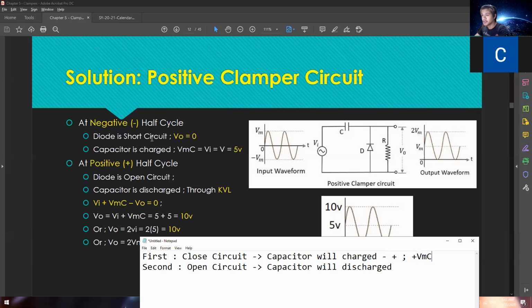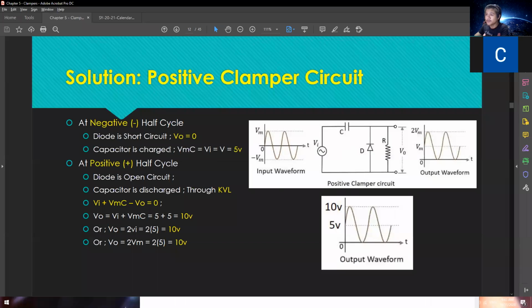And then if you're going to take a look at this one, if it's a short circuit, of course all of our voltage will only loop here. It will not pass through our load resistor. So as a result, V sub O is equal to 0, and then the capacitor is being charged. Of course, V sub I is 5 volts.